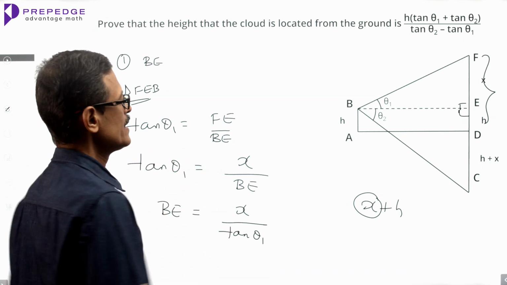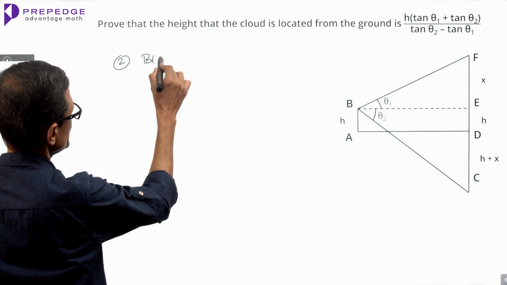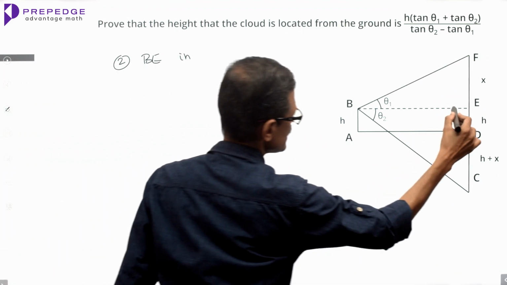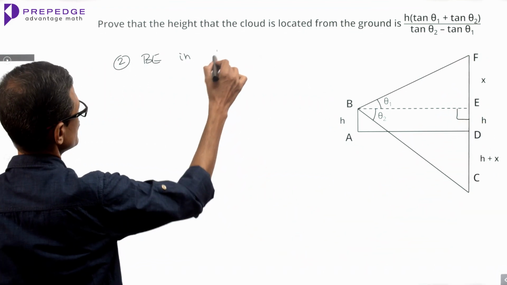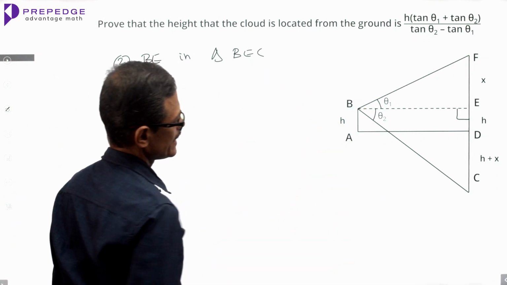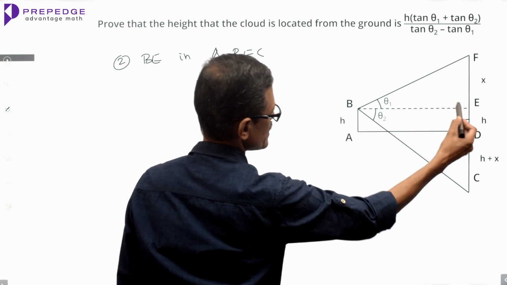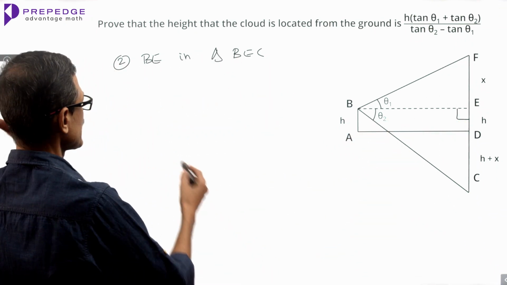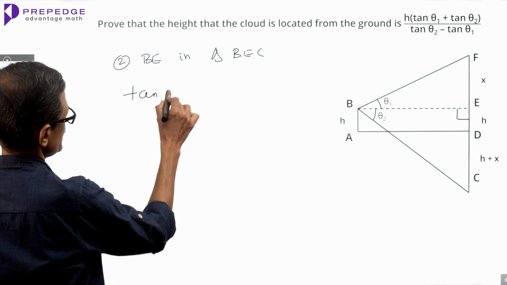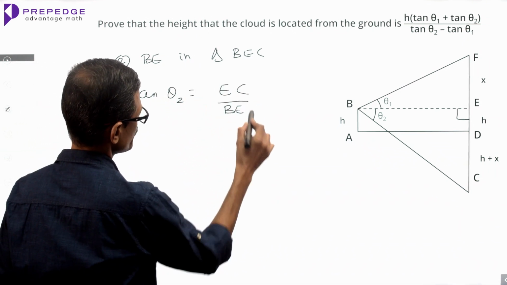Let's keep it like that. Right. We'll look at step 2 in which we're going to compute the value of BE in which right triangle? In right triangle BEC. Looking at this angle theta 2, opposite side is basically EC, adjacent side is BE, right? So tan of theta 2 is equal to EC divided by BE.